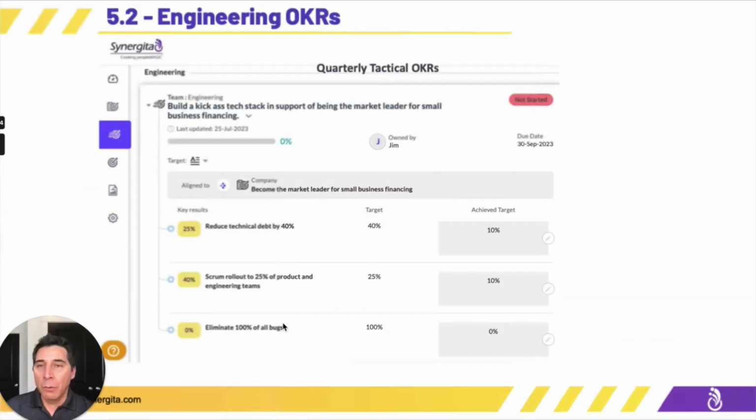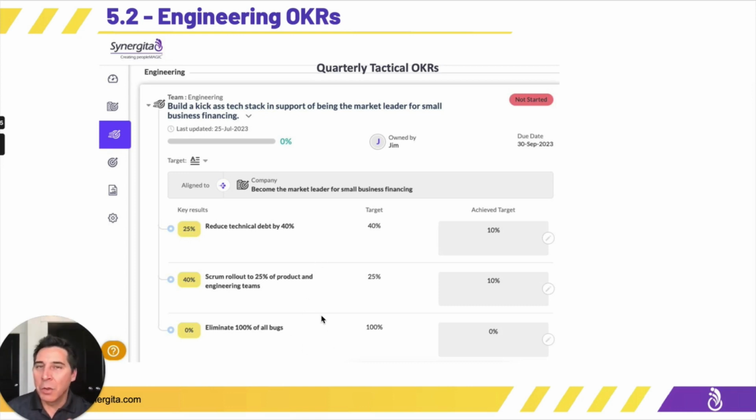And here we have engineering OKRs for our quarterly tactical OKRs. And here we've got to build a kick-ass tech stack in support of being the market leader for small business financing, right? So that's what we have for our engineering teams. So how do we measure that? How do we know that we've hit this goal here? Well, we plan on reducing our technical debt by 40%. We're going to roll out Scrum to 25% of product and engineering teams, and we'll eliminate 100% of all bugs.